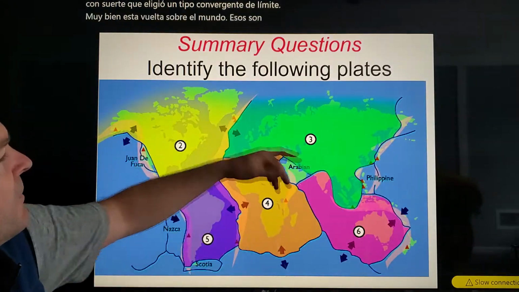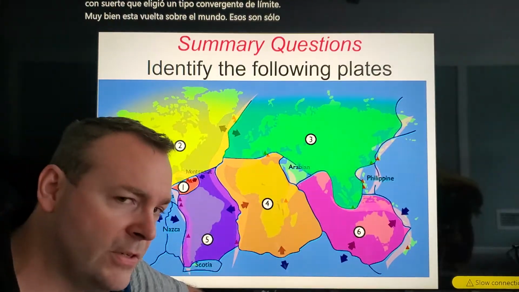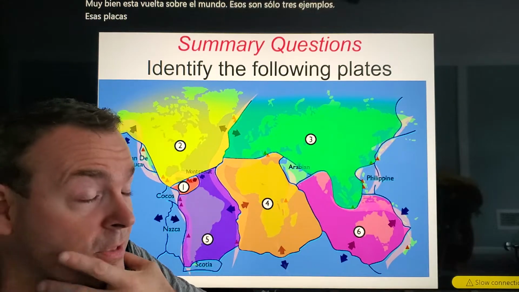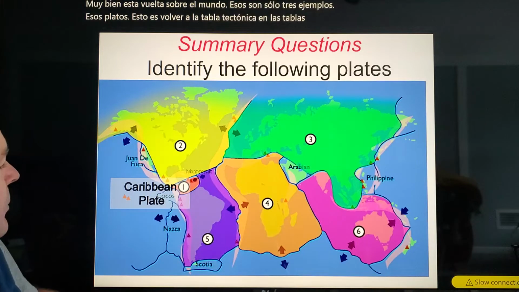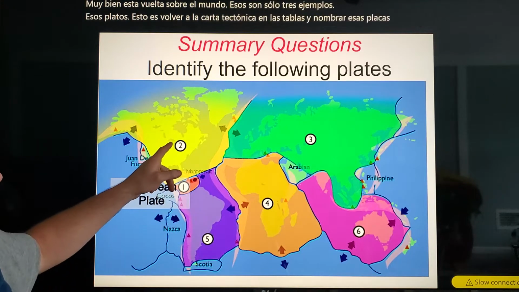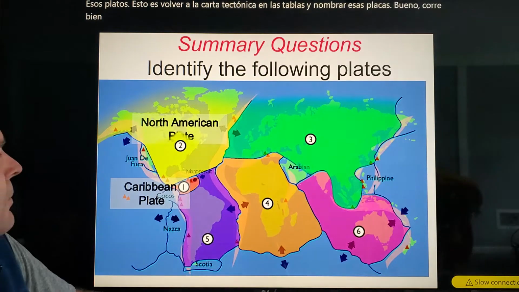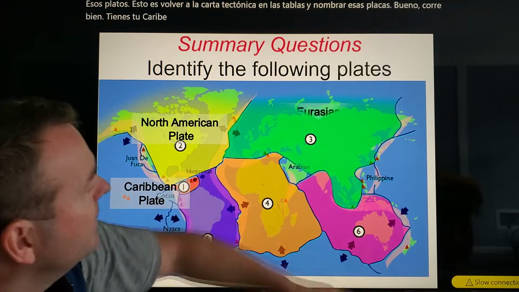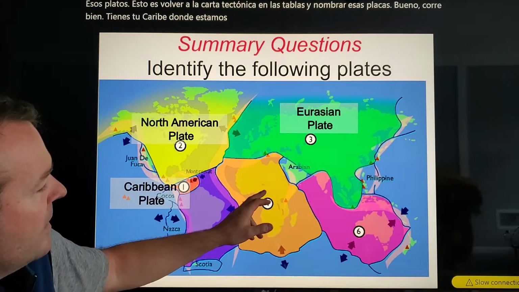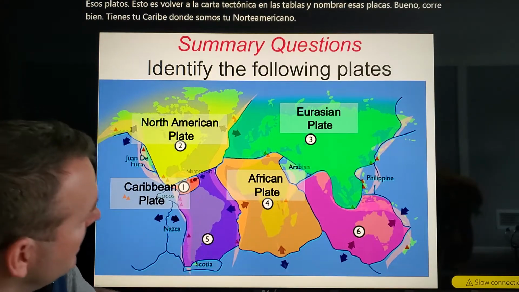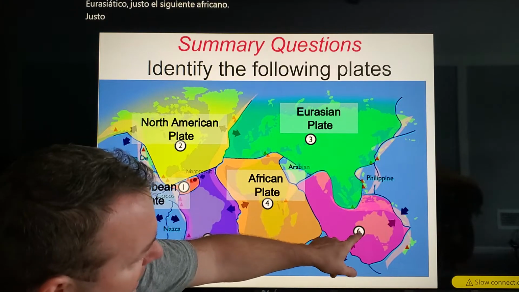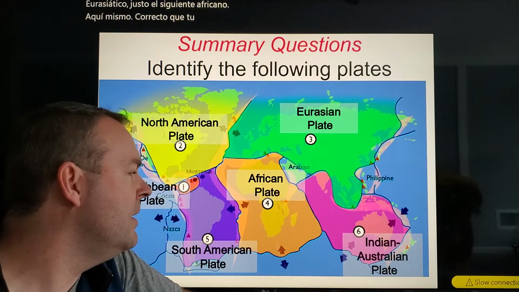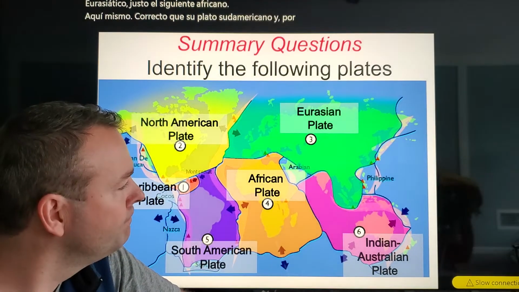All right. And of course, can you name those plates? This is just going back to the tectonic chart in the tables. Can you name those plates? Well, run through them, right? You got your Caribbean, where we are, your North American, Eurasian, right? The next one, African. The 5th one here, right? That's your South American plate. And of course, 6, the Indian-Australian plate.